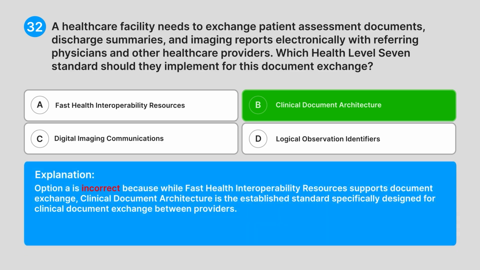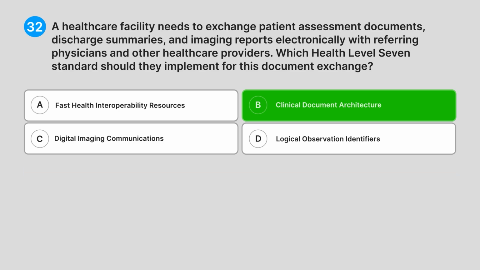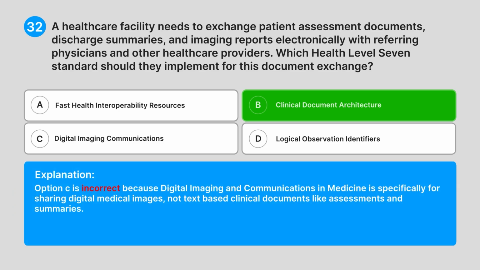Option A is incorrect because while Fast Health Interoperability Resources supports document exchange, clinical document architecture is the established standard specifically designed for clinical document exchange between providers. Option C is incorrect because digital imaging and communications in medicine is specifically for sharing digital medical images, not text-based clinical documents like assessments and summaries.